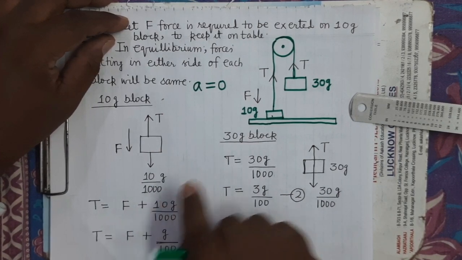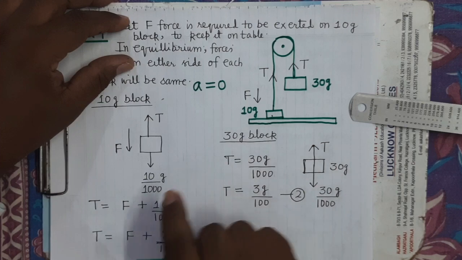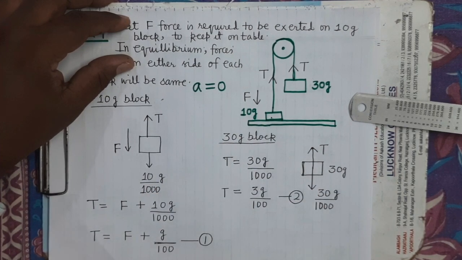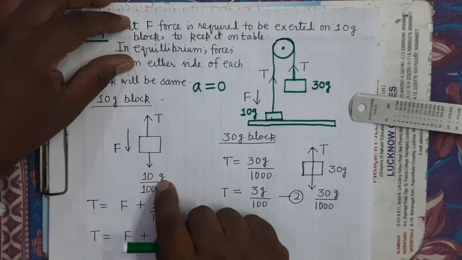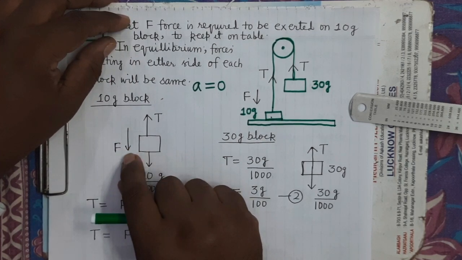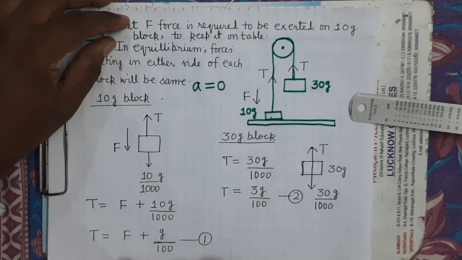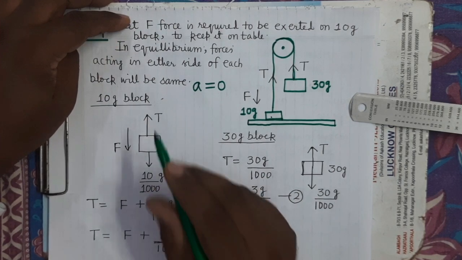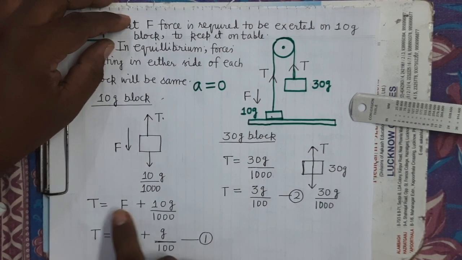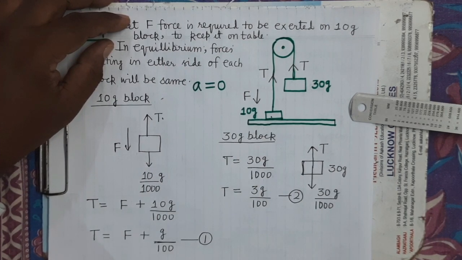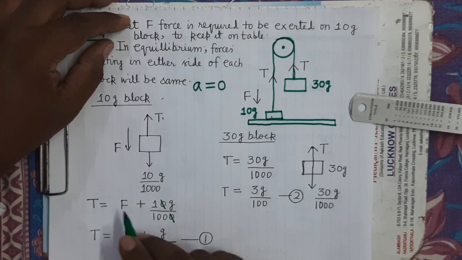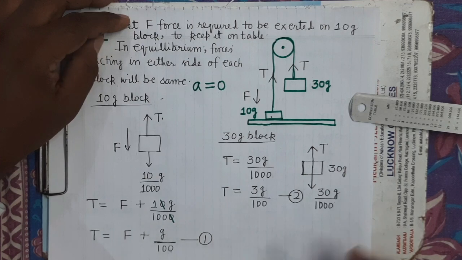So see here, first the 10 gram block. How many forces are acting? One is its weight, which is m into g. Since it is in gram, so 10 upon 1000, in kg, multiplied by the value of g. F force is also acting downward and T is acting upward. In equilibrium, T will be equal to F plus this. When 0 and 0 cancel, it will be T equals F plus g upon 100.